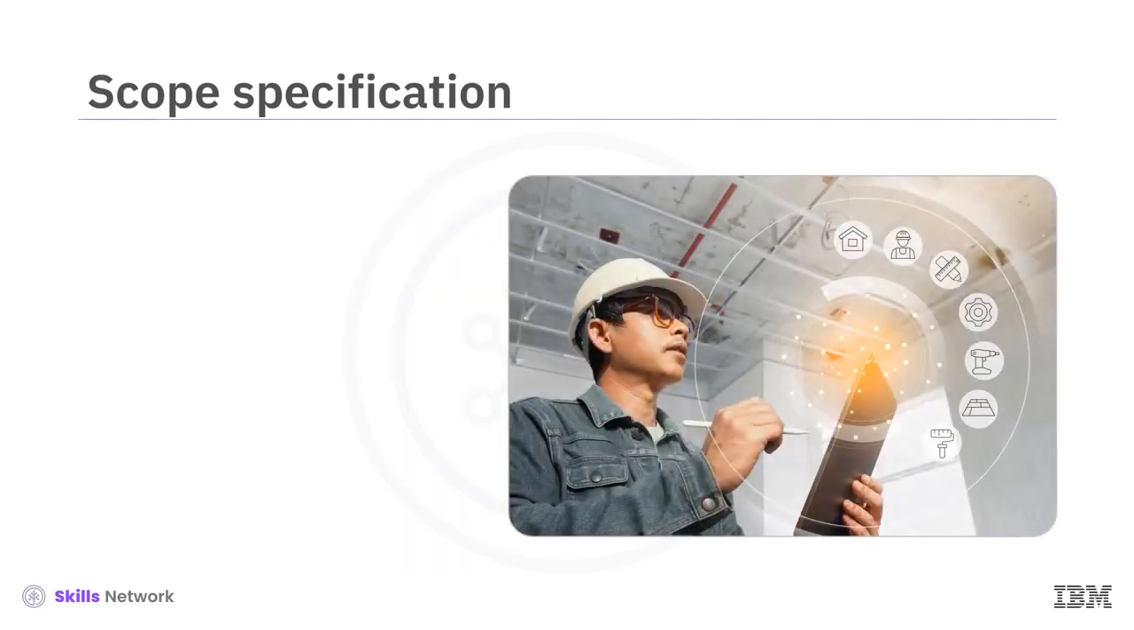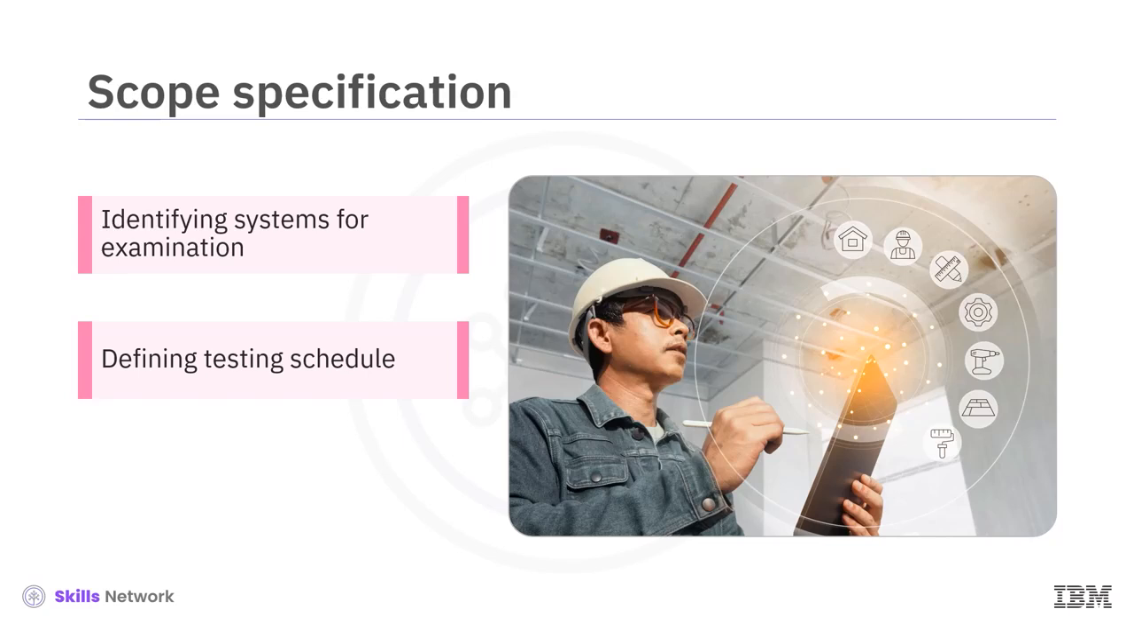Specifying the scope includes identifying which systems will be examined, the testing schedule, and the methodologies that the testers will employ. This step ensures that everyone involved has a clear understanding of the boundaries and limitations of the test. It also helps in avoiding any unintended disruptions to business operations. The scope should be specific enough to guide the testers, but flexible enough to adapt to any unforeseen circumstances that may arise during the test.